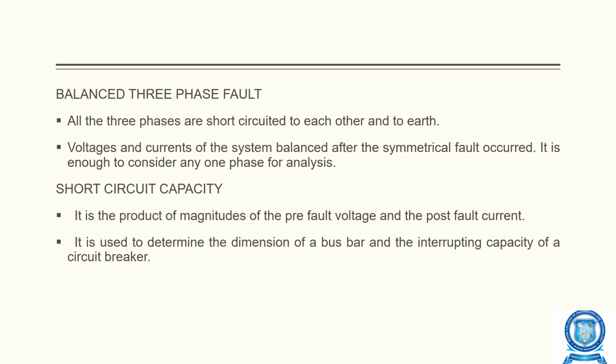Then the short circuit capacity. It is the product of the magnitude of pre-fault voltage and the post-fault current. The voltage needs to be taken before the fault and the current after the fault. It is used to determine the dimension of bus bar and the interrupting capacity of circuit breaker also.